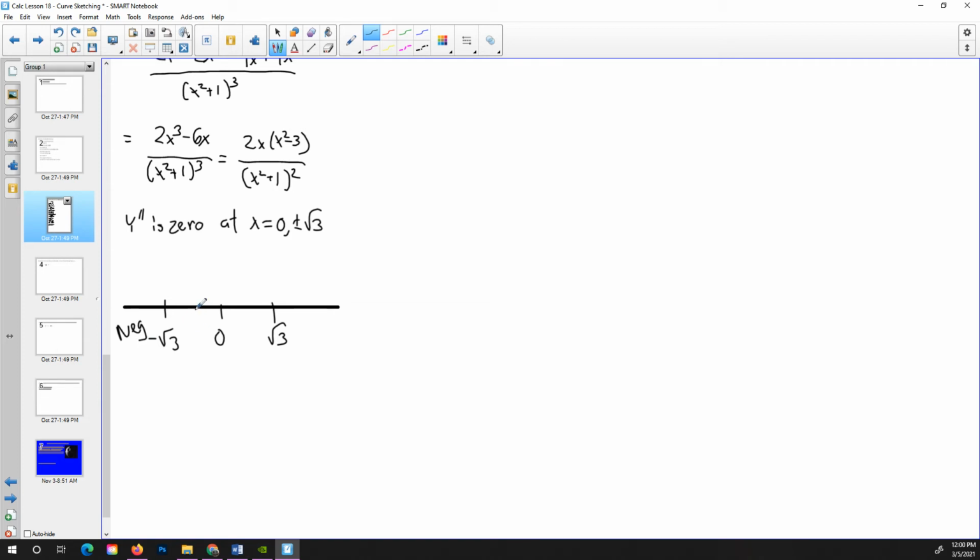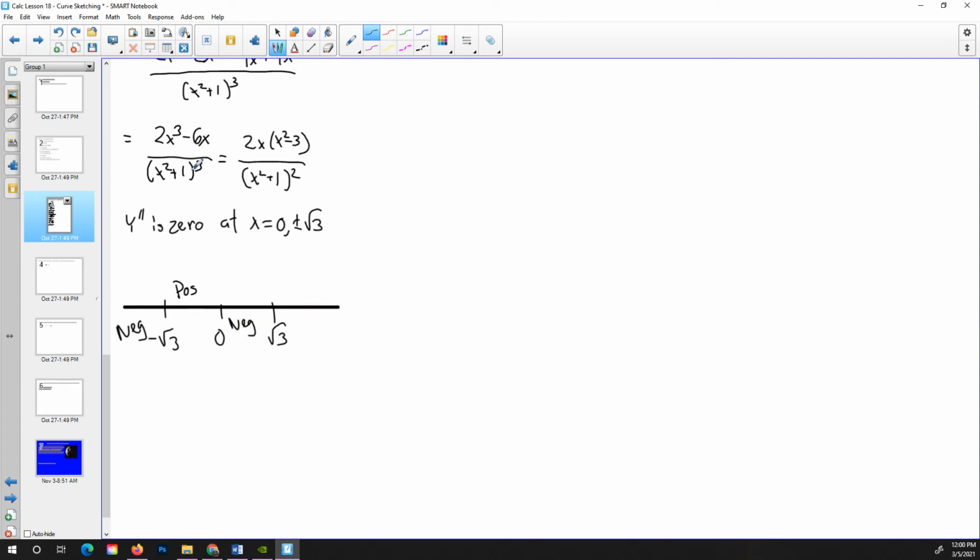And so I'm going to pick negative 1. Negative 1 is between negative square root of 3 and 0. So when I plug in negative 1, negative 1 gives me negative 2, and then plus 6 over positive. So I have positive over positive. It's going to be positive here. And then when I plug in positive 1 will give me positive 2, positive 1 will give me negative 6. I'll have negative 4 over a positive number. That's going to give me a negative.